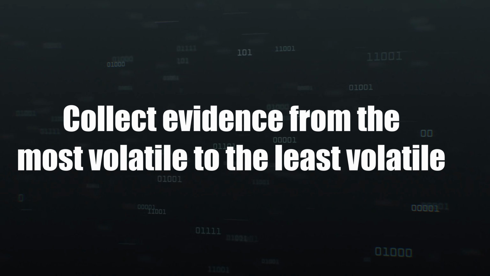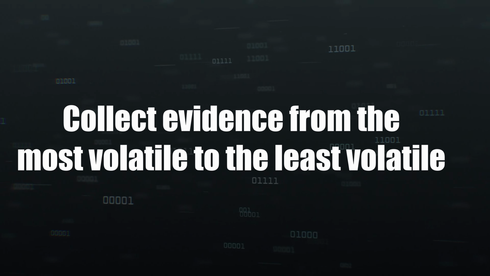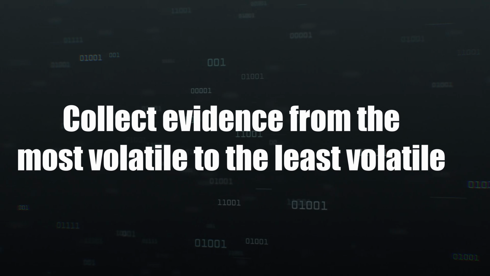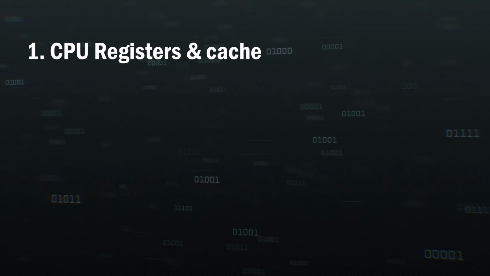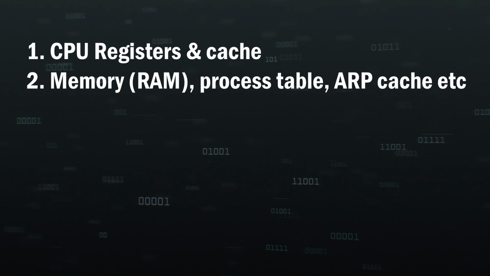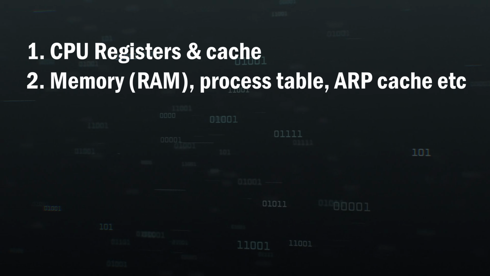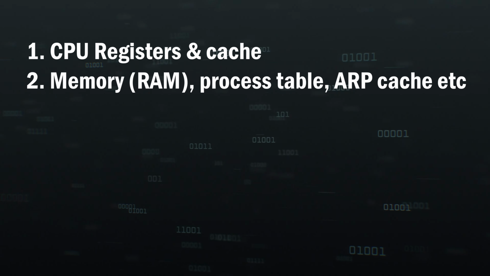It states that you must collect evidence from the most volatile to the least volatile, because volatile data disappears the second the power is cut. First, you capture CPU registers and cache. Next, you dump the live RAM. This holds active network connections or running malware. If you shut the system down first, all of that is gone forever.